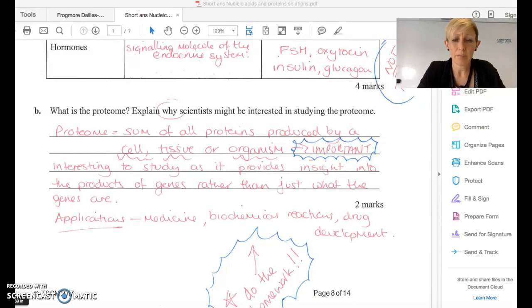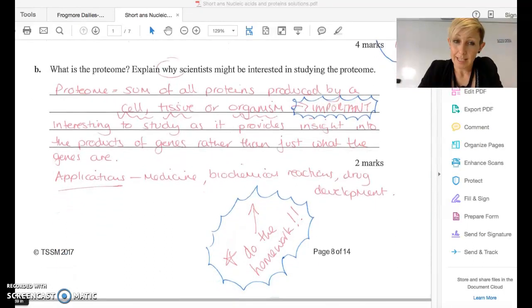What is the proteome? It was important that you'd actually watch the video that I'd set, and when you describe the proteome, you talk about the total amount of proteins produced by not only an organism but also a tissue, so a collection of cells, or a single cell. We can look at the proteome of any number of things. Saying that it's the total amount of proteins from an organism would not have been enough.